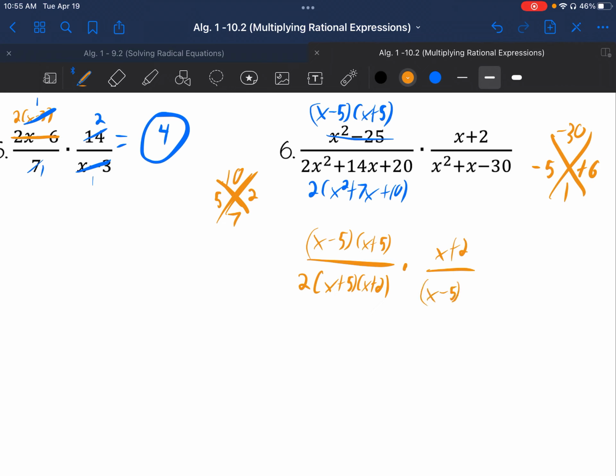So you have x minus 5 and x plus 6. Now we can start looking to reduce again. We can cross reduce, and we can also reduce vertically. So vertically, x plus 5 and x plus 5 can reduce.